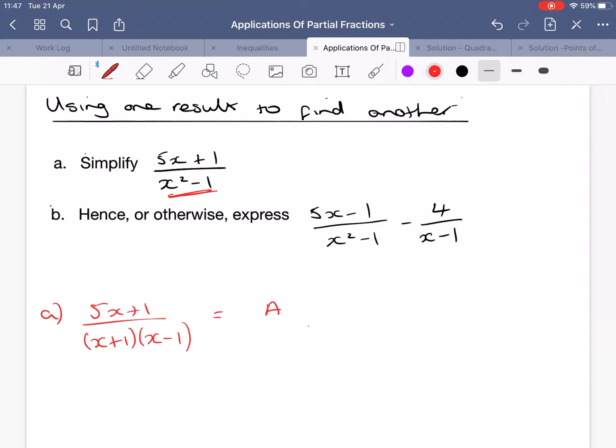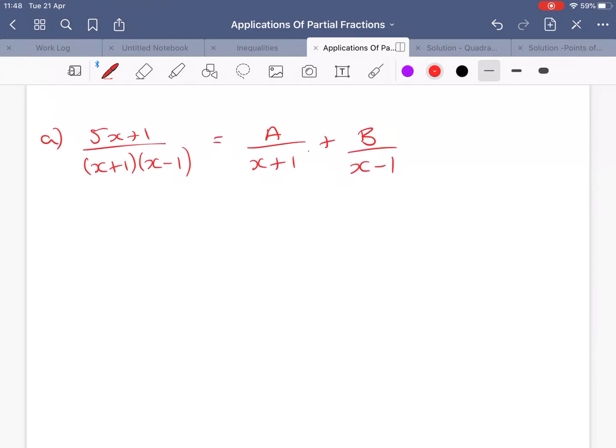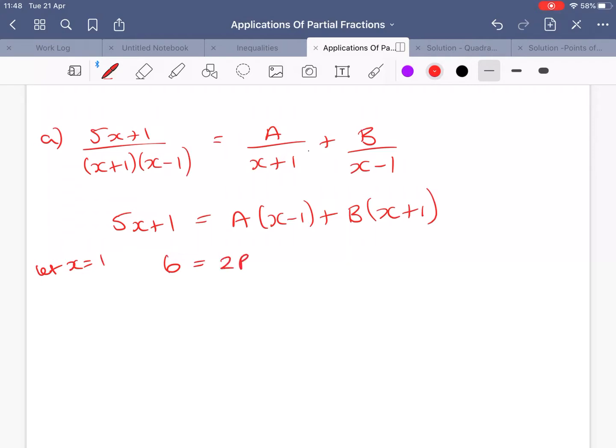And so I can write that as A over x plus 1 plus B over x minus 1, splitting it into its two partial fractions. And so from that point we can quickly say 5x plus 1 is equal to A times x minus 1 plus B times x plus 1. So quite a simple one actually from the ones that we've been doing quite recently. So we can do this quite quickly. Let x equal 1. We get 6 is equal to, well, the A coefficient disappears, so we get 2B. Therefore, B is equal to 3.